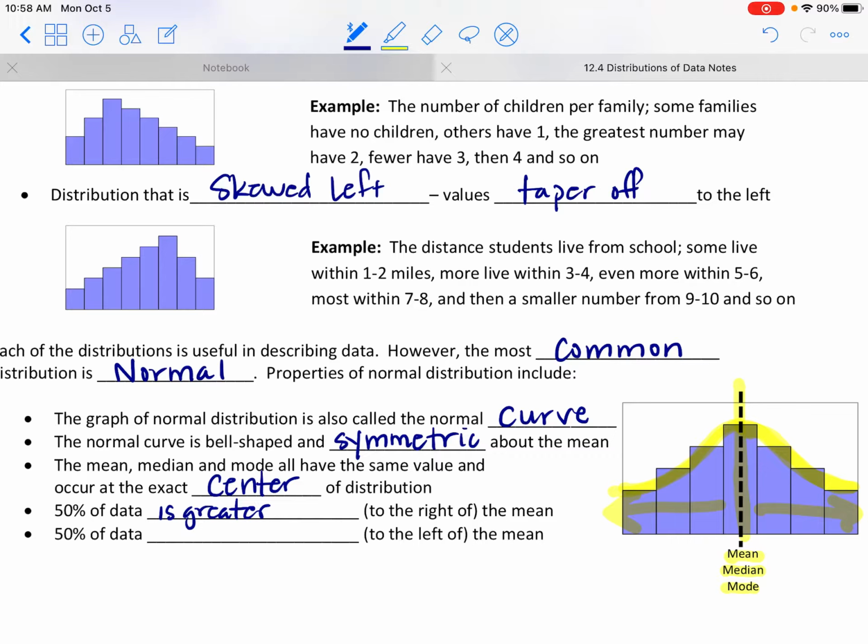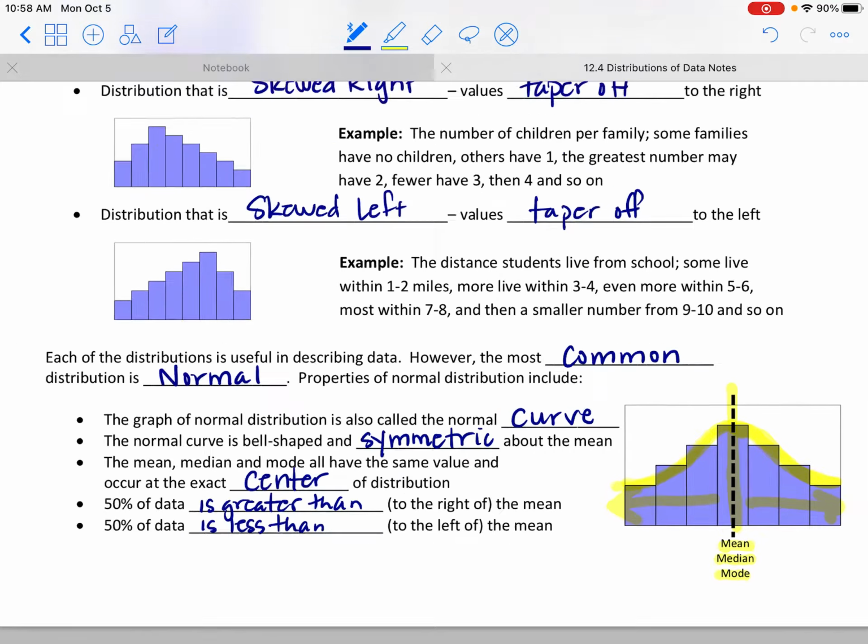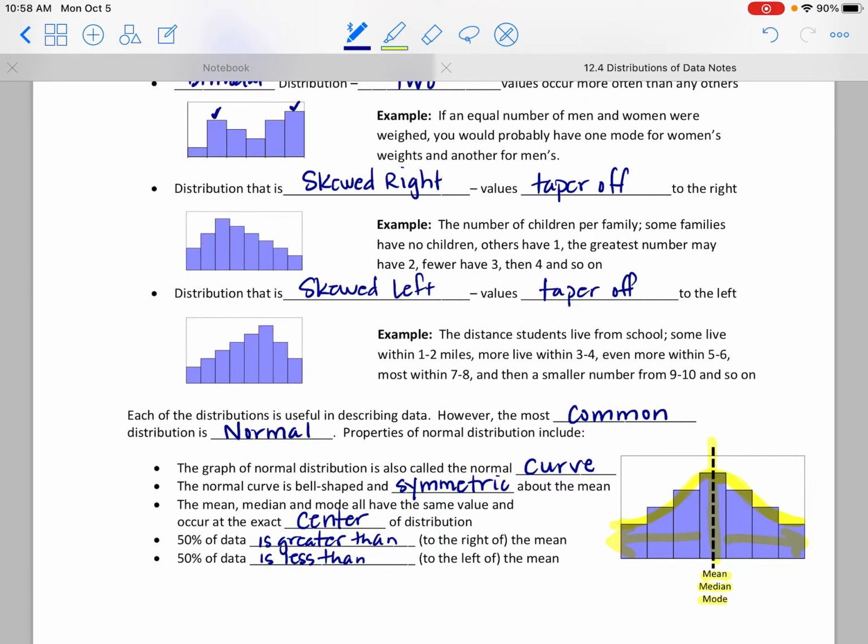And then 50% of the data is less than or to the left of the mean. Okay, so you have symmetry exactly. You have the mean, median, mode all exactly in the middle, half the stuff above, half the stuff below, and increasing and decreasing above and below at the same rate. Okay, so that is the gist of normal distribution, but there's even more to it than that.